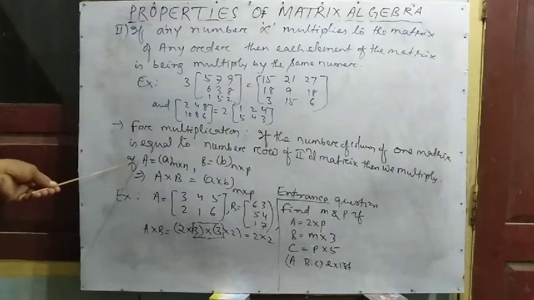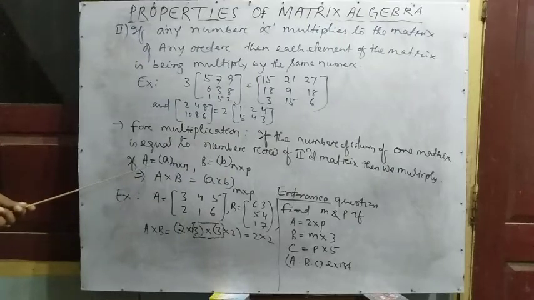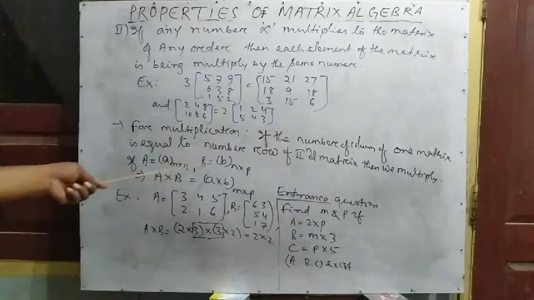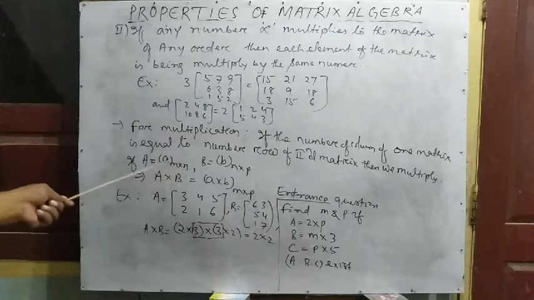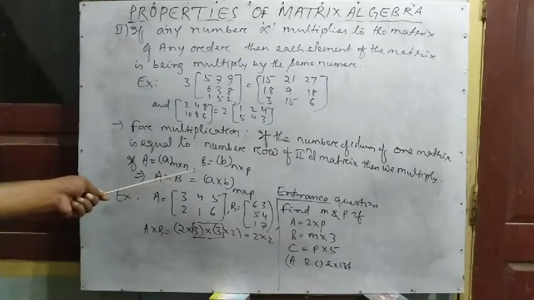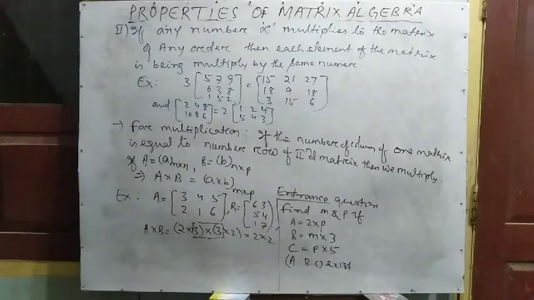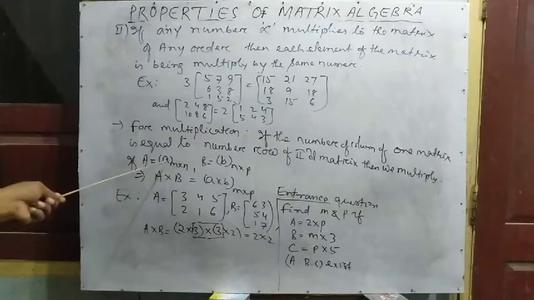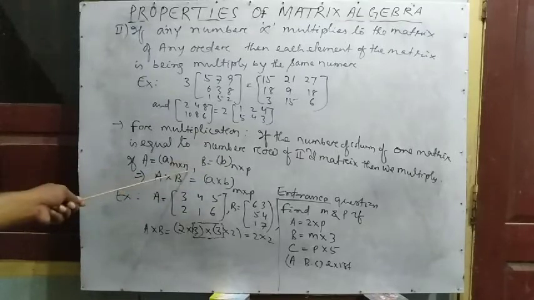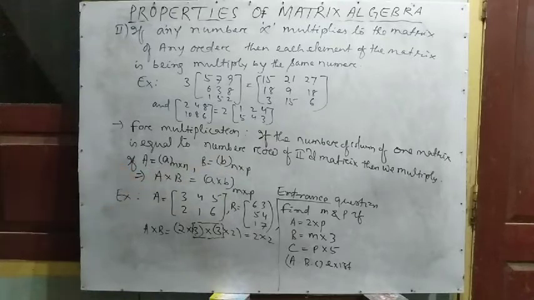Suppose A and B are the two matrices. What is the order of A? The order of A equals M by N. The order of B equals N by P. Here the number of columns of the first matrix is N, and the number of rows of the second matrix is N. Since N and N are equal, after multiplication, AB, what order will you get? N and N will cancel, then you will get an M by P order.